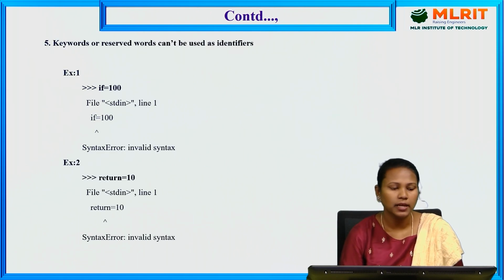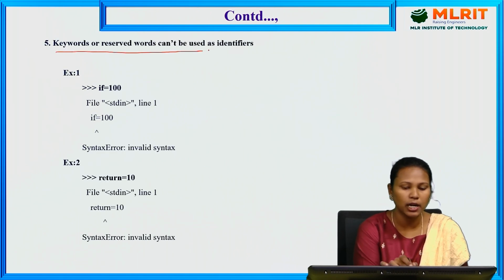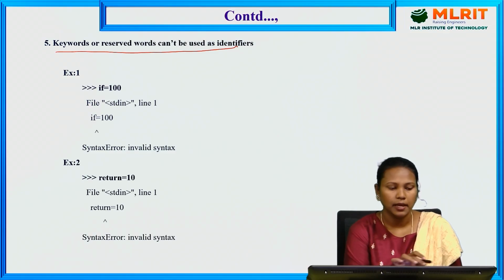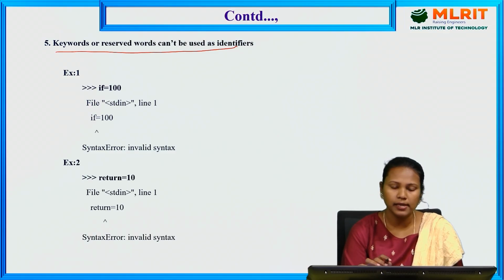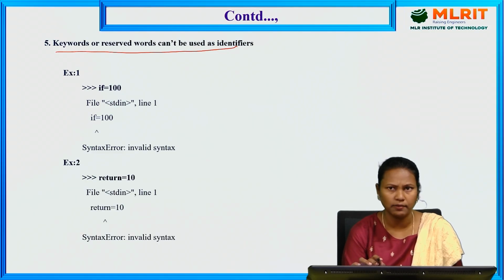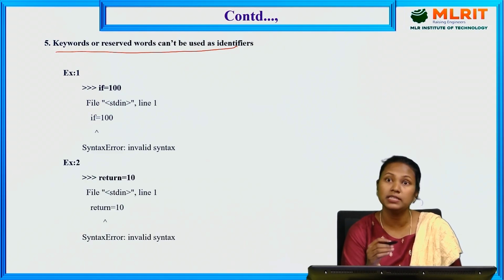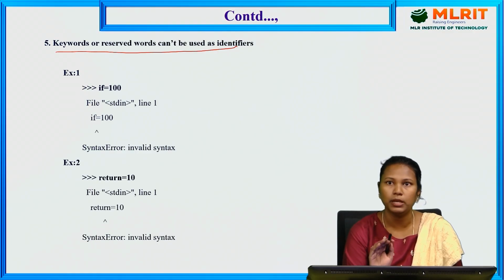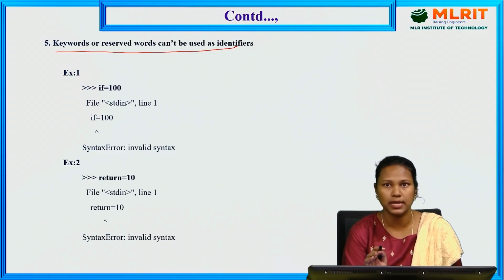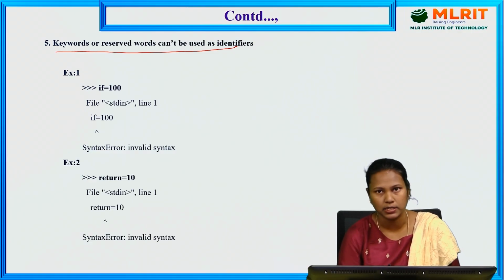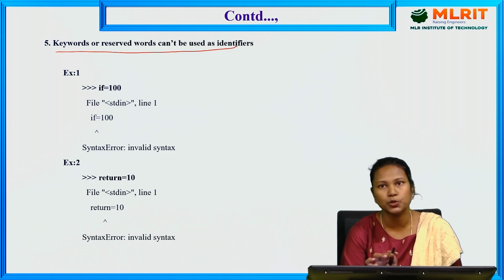The next one: keywords or reserved words can't be used as identifiers. Any programming language has some keywords, and every keyword is for some specific purpose. For example, if is used for decision statements, for and while we use for loop statements. So many keywords are there. Those keywords we can't use for defining identifiers. If we use those keywords, it shows an error.